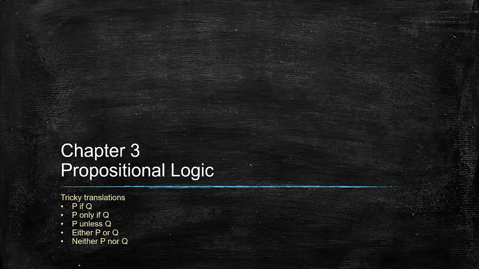So there's 5 that I'm going to focus on. We're going to first talk about propositions of the form P if Q. Then we'll talk about propositions of the form P only if Q. And then P unless Q, and either P or Q. And finally, neither P nor Q.